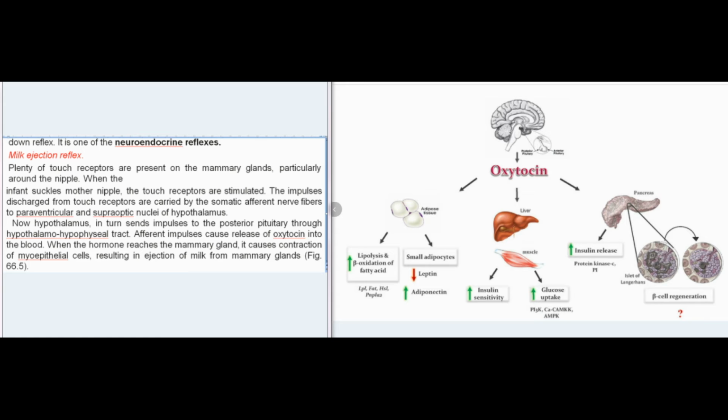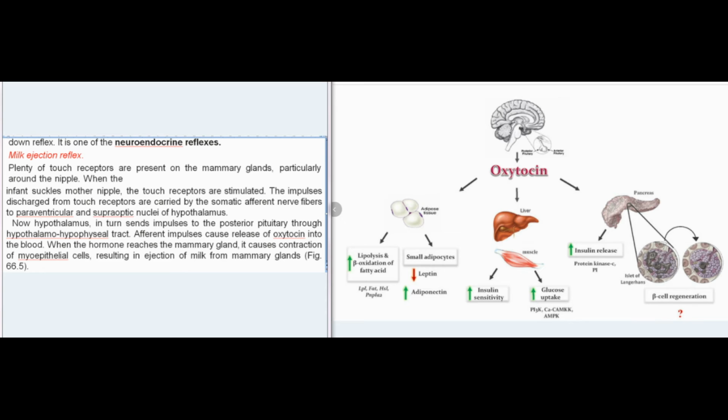Milk ejection reflex. Plenty of touch receptors are present on the mammary glands, particularly around the nipple. When the infant suckles mother nipple, the touch receptors are stimulated. The impulses discharged from touch receptors are carried by the somatic afferent nerve fibers to paraventricular and supraoptic nuclei of hypothalamus. Now hypothalamus, in turn sends impulses to the posterior pituitary through hypothalamo-hypophyseal tract. Afferent impulses cause release of oxytocin into the blood.